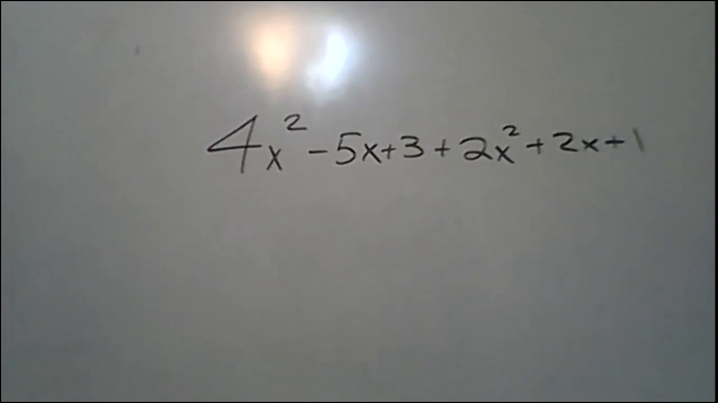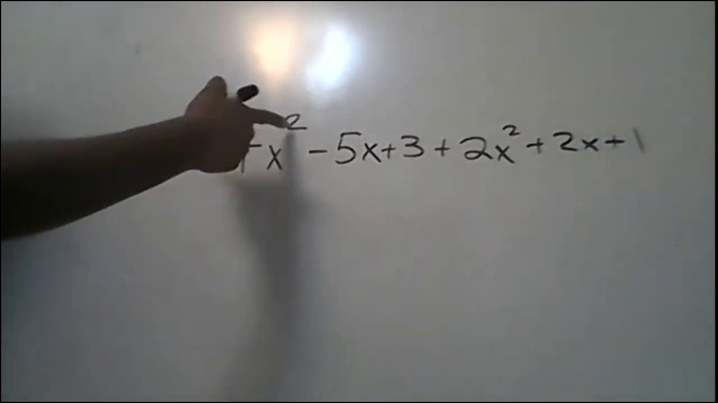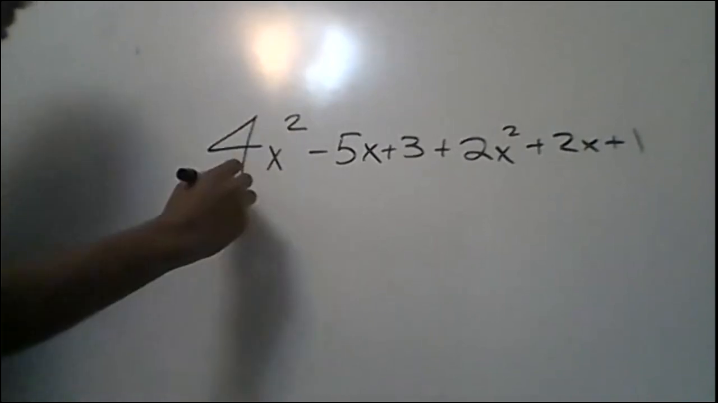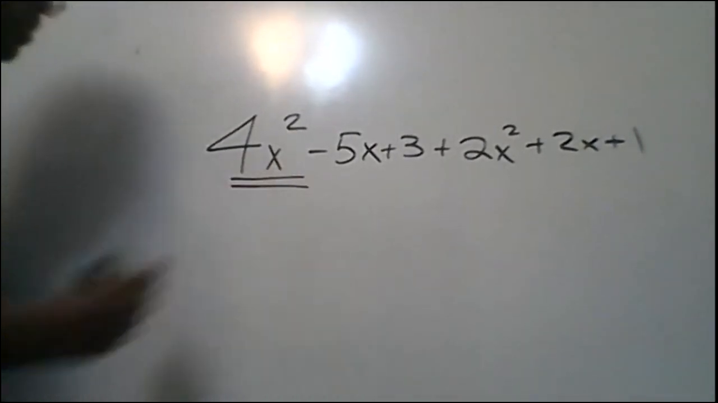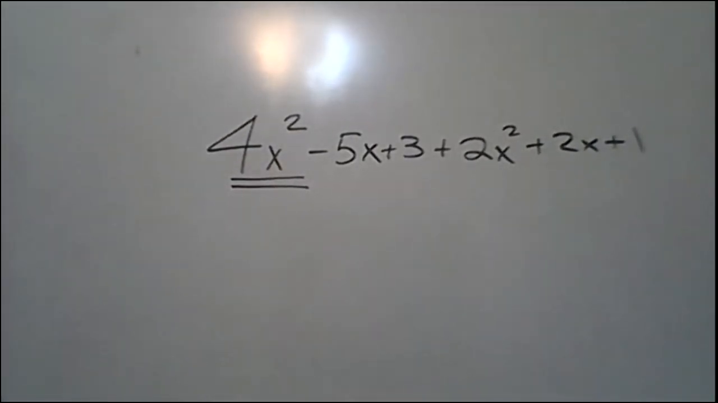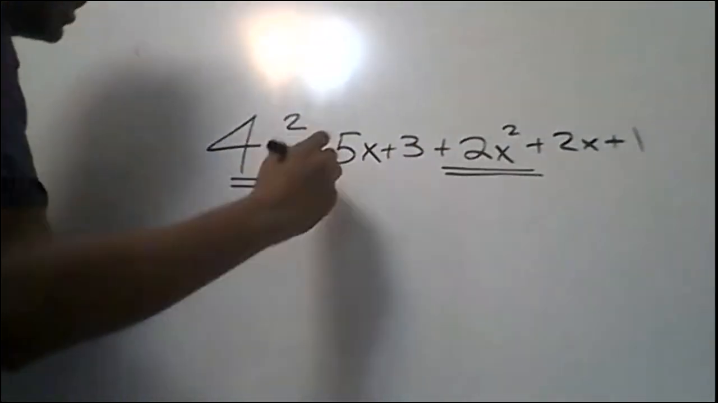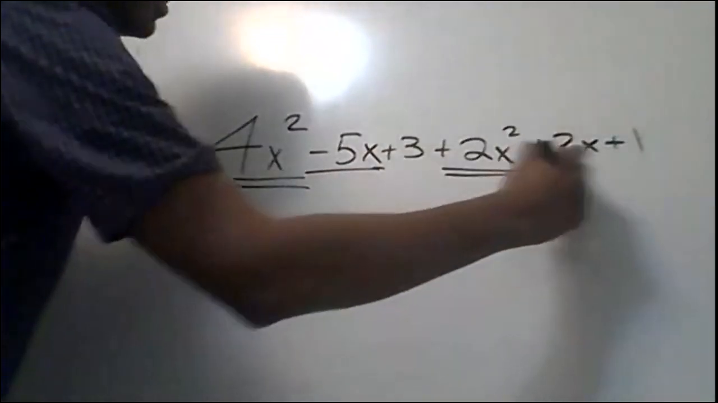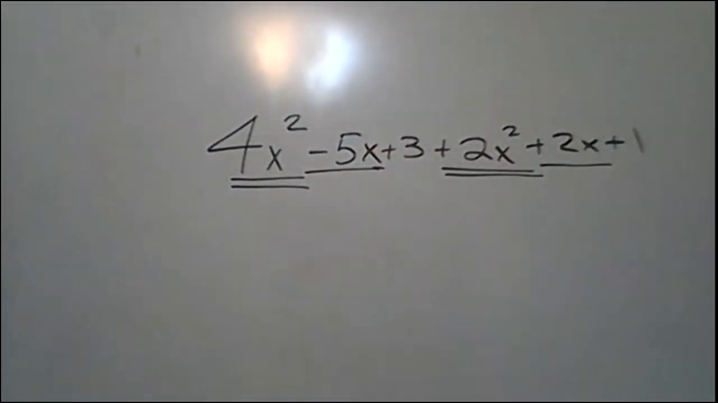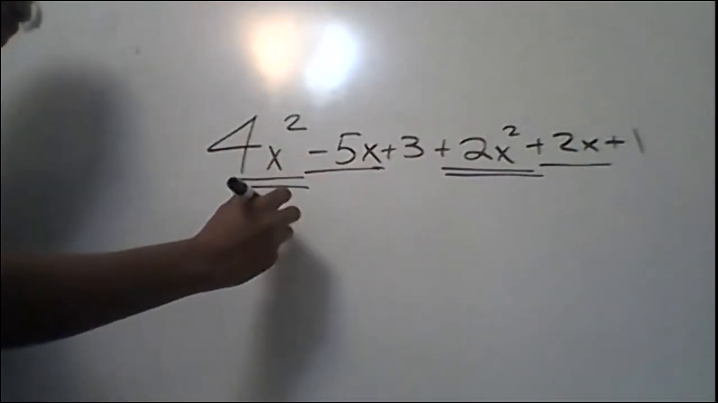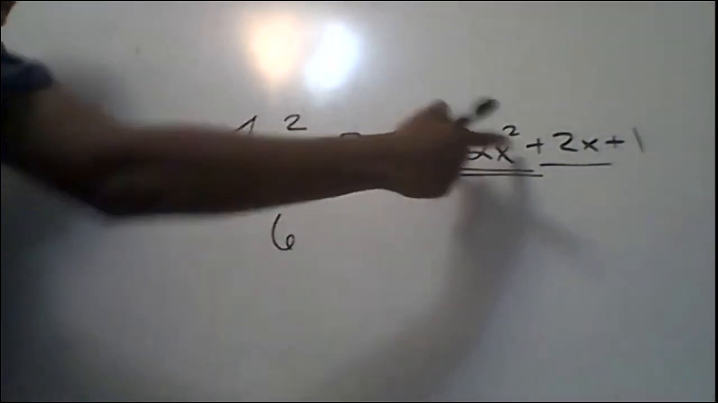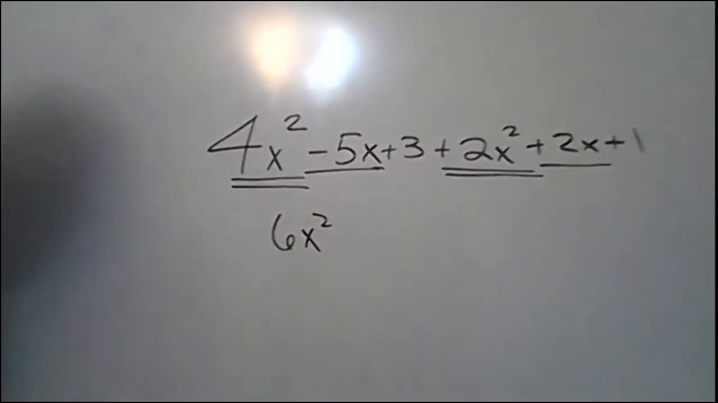So what I do is I go through and I say, okay, the exponent here is 2. The exponent here is also 2. The exponent here is 1. That's it. All right. Then what I do is I say, okay, 4 plus 2 is 6. X squared, x squared, x squared.